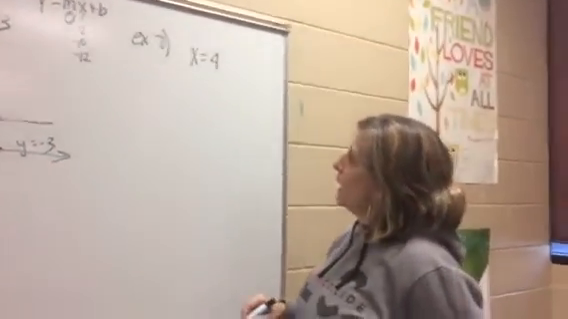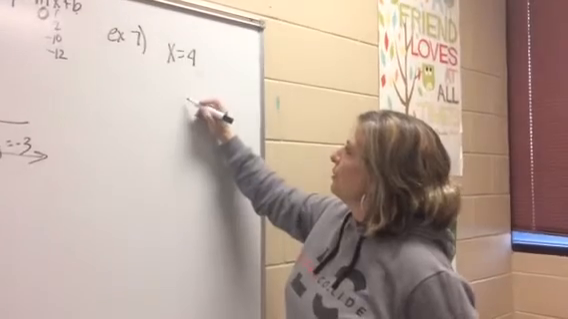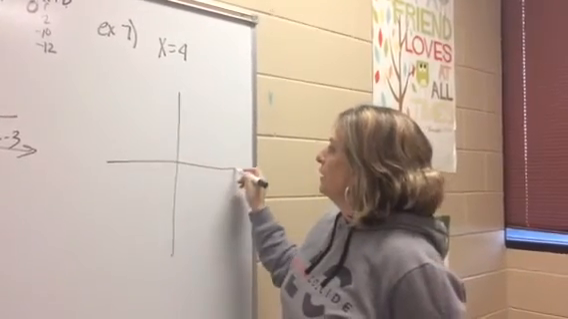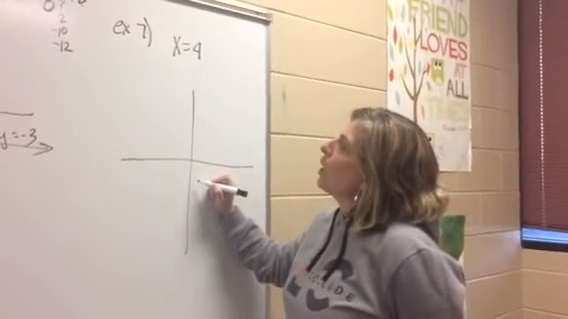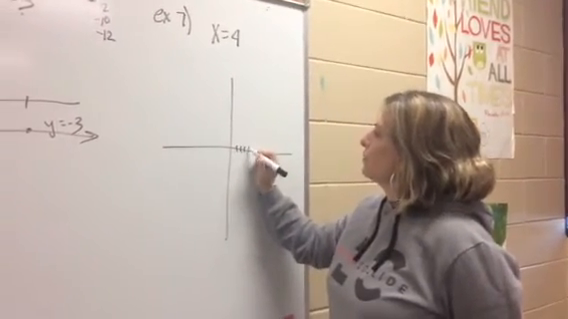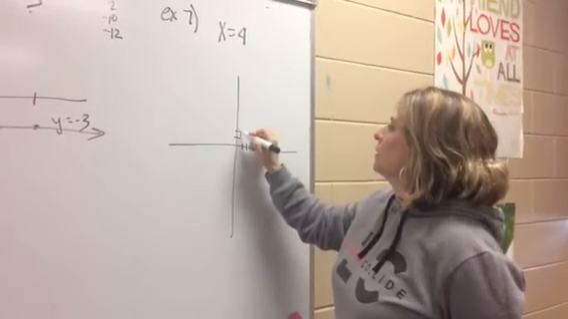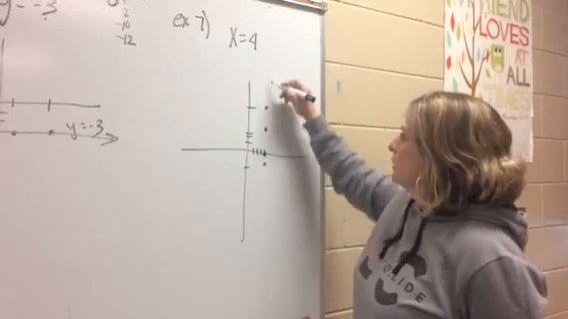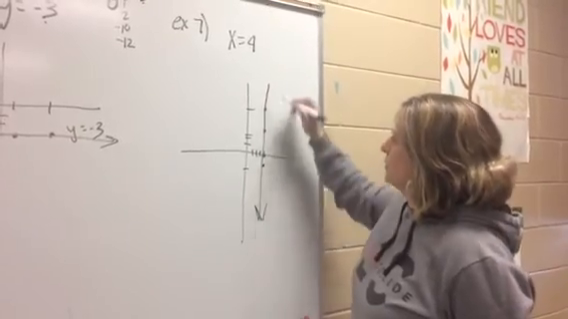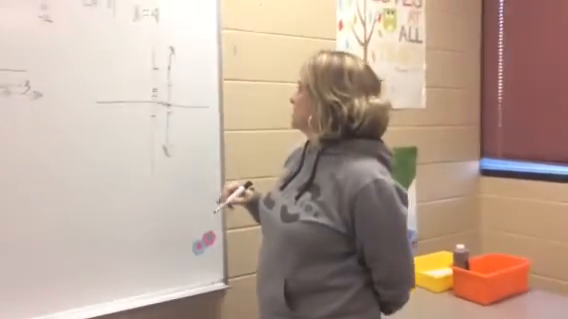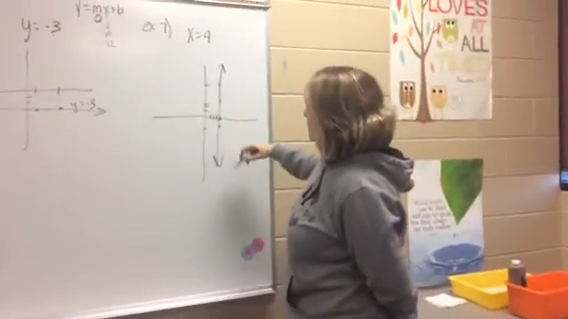So, what happens if you have x equals 4? Same type of thing. No matter what y is, x is always going to be 4. 1, 2, 3, 4. Dot. 4, 4, 4. You're going to have a vertical line like that. That is undefined. If x equals 4, that's an undefined slope.